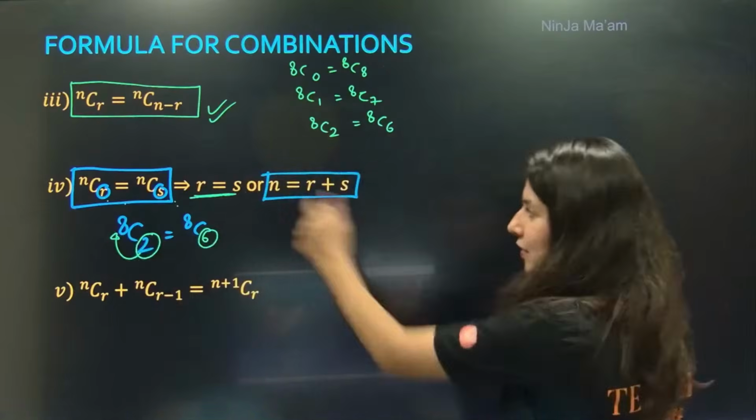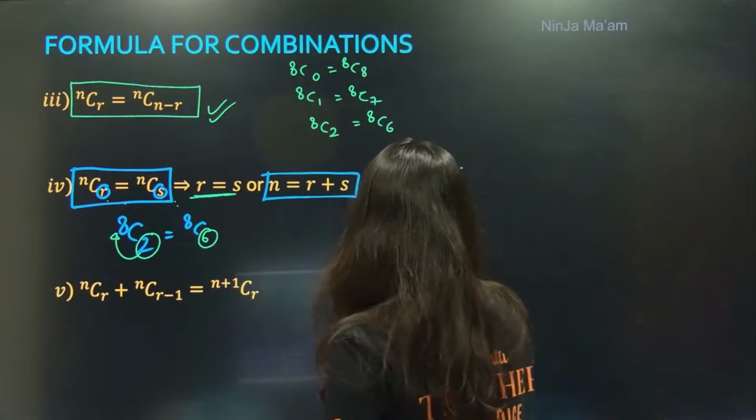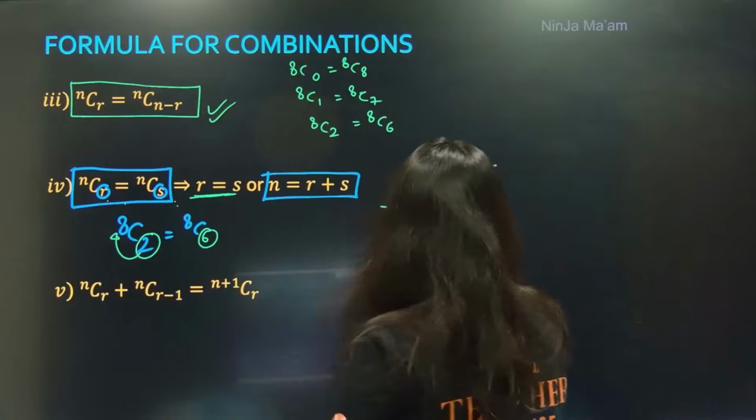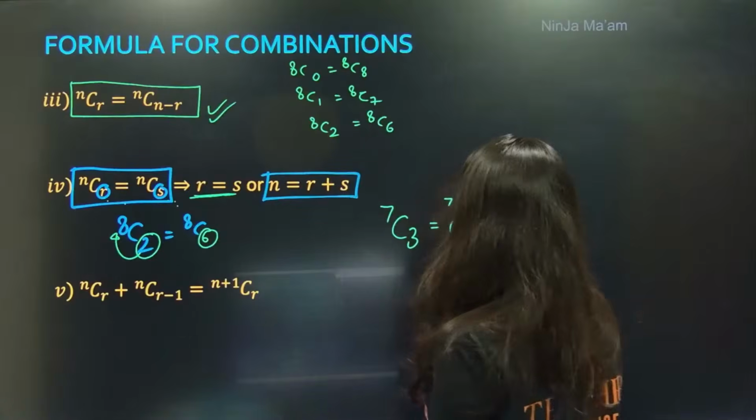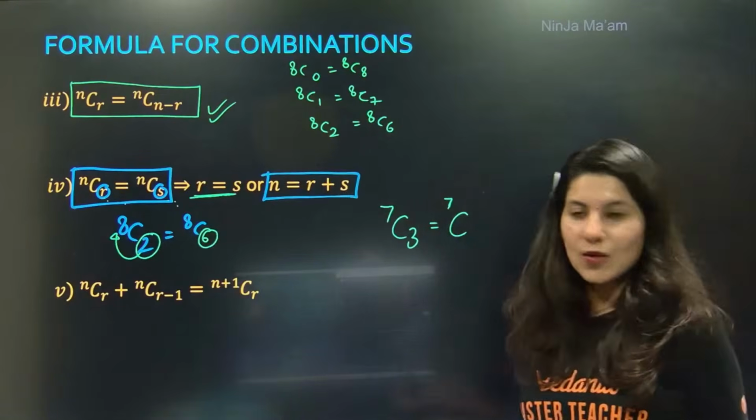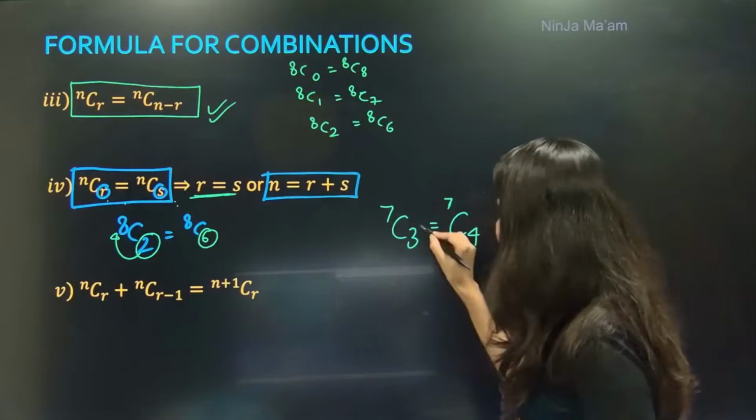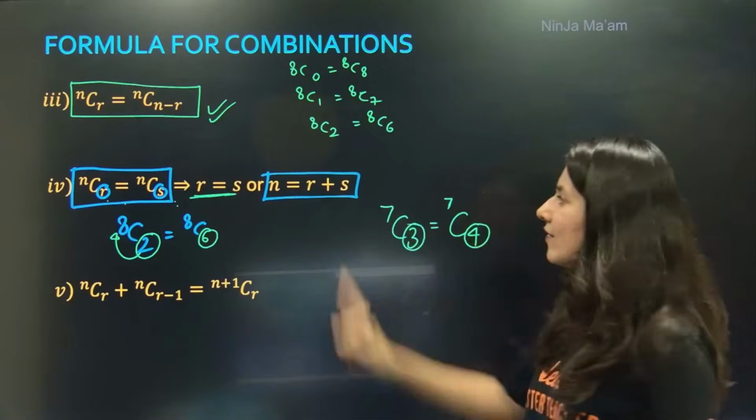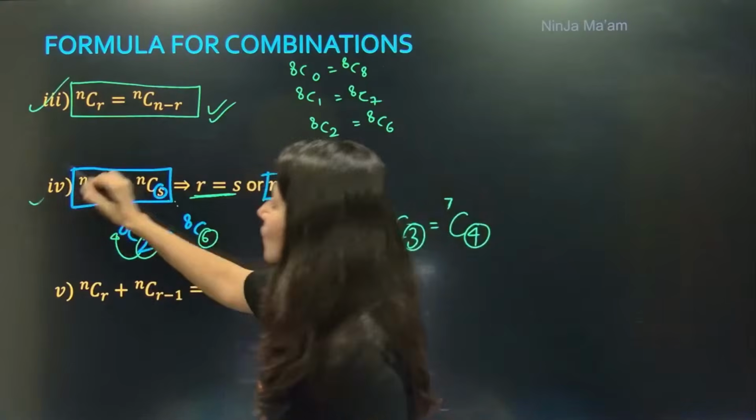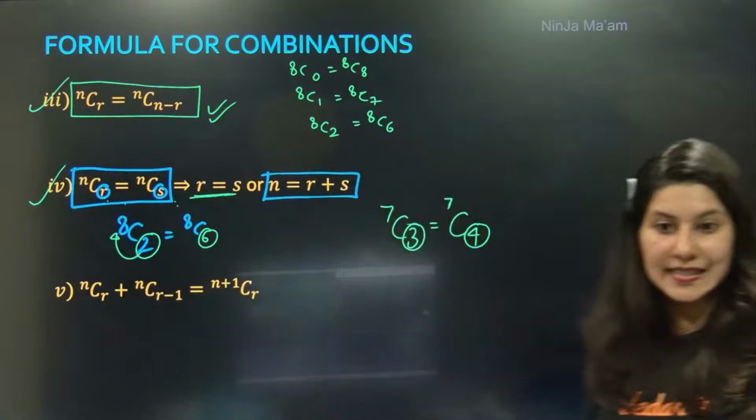Correct? Now you tell me, using this property, 7C3 is equal to what? 7C what? Tell me. So, ma'am, the remaining quantity, so 4. Why? Because 3 plus 4 gives you 7. So, r plus s should give you n. So, these two identities, I hope that this is clear.